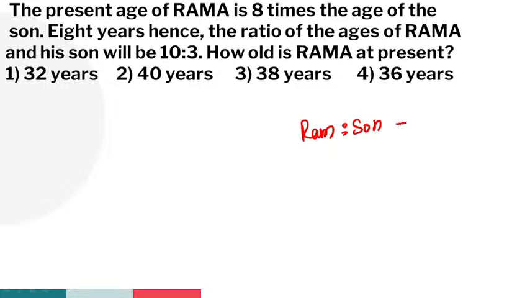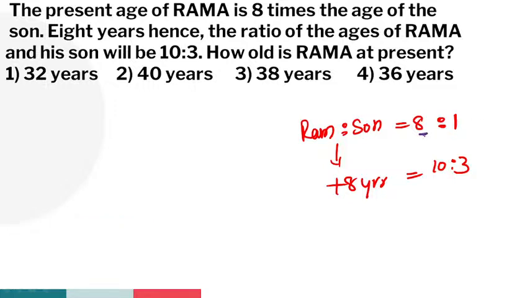Rama and his son. The present age of Rama is how many times? 8 times. His son's age we don't know, let it be 1. So Rama is how many times? 8 times. 1 into 8, 8. Next, what did he say? 8 years hence. The ratio is how much? 10:3. Option verification is enough for us here.